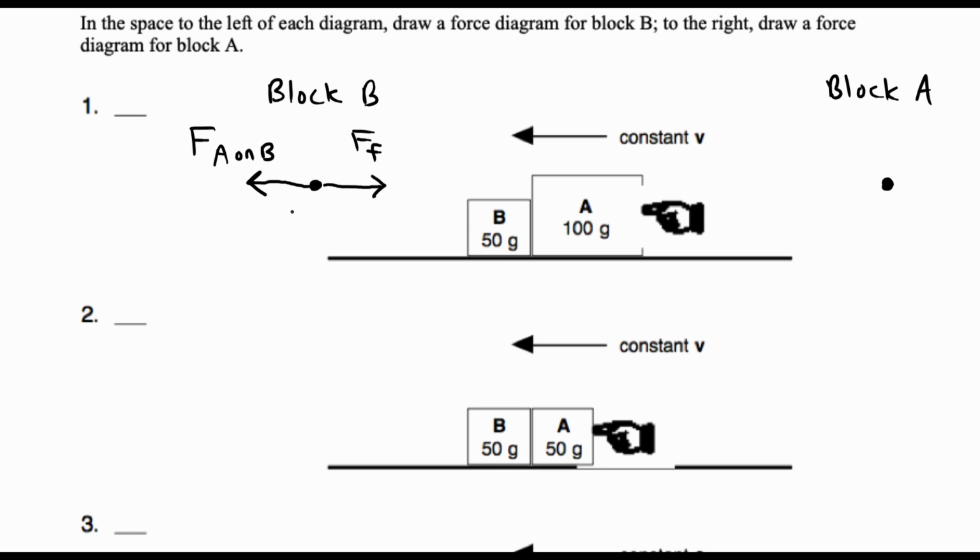When it comes to their relative magnitudes, they would be a 1-to-1 ratio where the size of F of A on B has to balance out with the size of Ff. This is because we have to have constant velocity, and in order for constant velocity to be achieved, it must be that the forces are balanced.